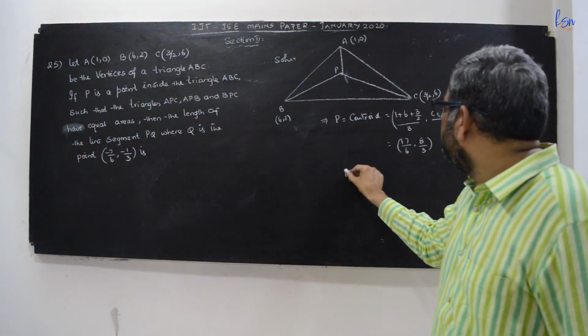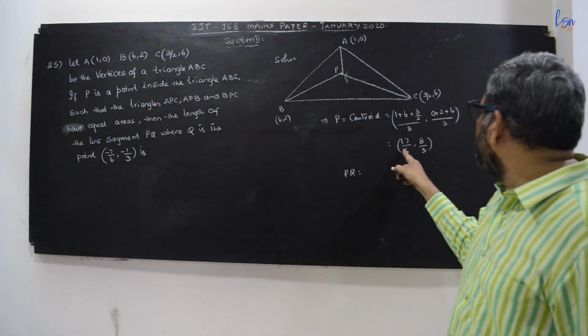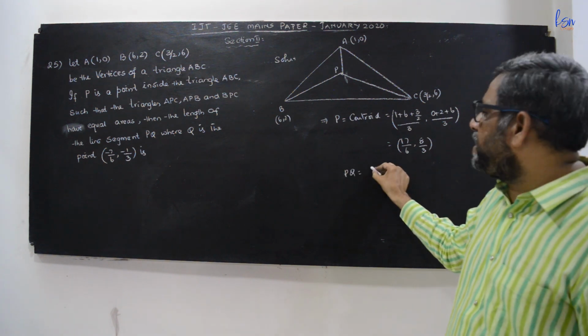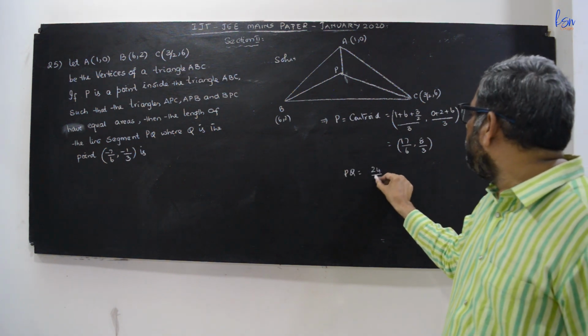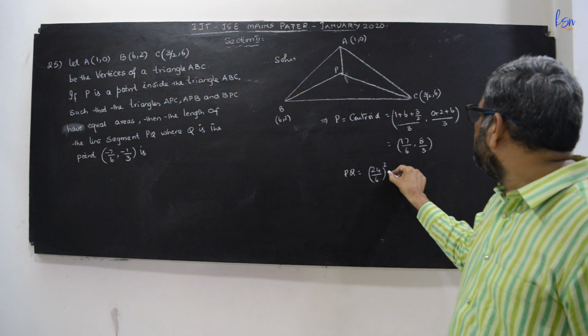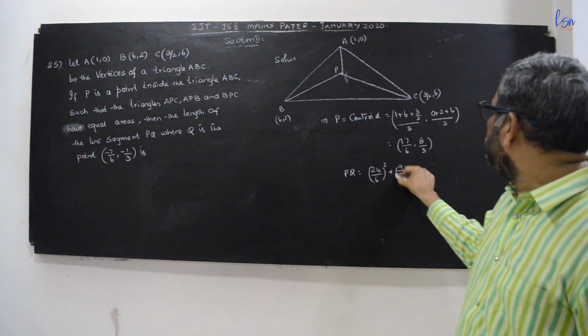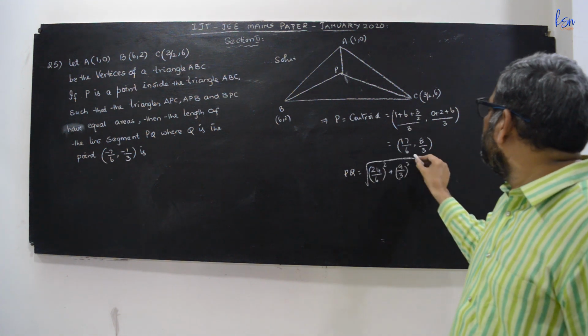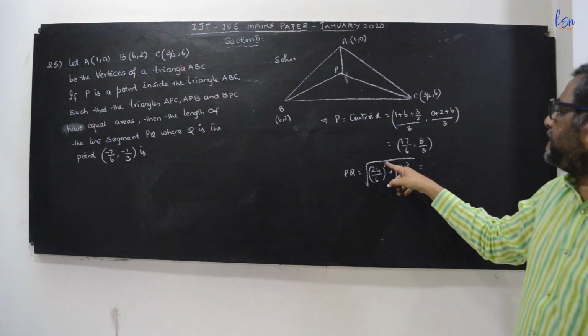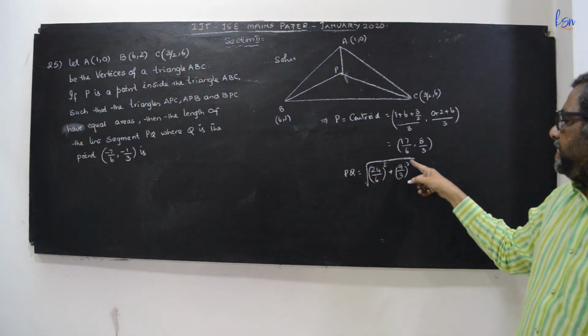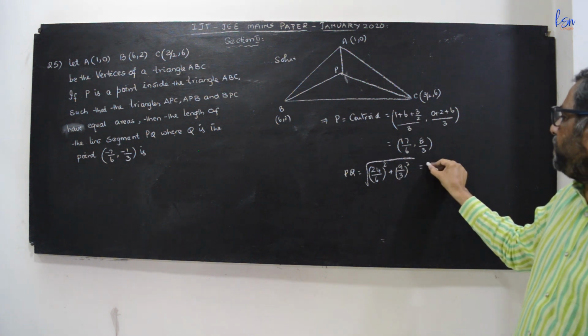Now PQ is the square root of (17/6 plus 7/6, that is 24/6) whole squared plus (8/3 plus 1, that is 9/3) whole squared. 24 by 6 is 4, squared is 16; 9 by 3 is 3, squared is 9. 16 plus 9 is 25, so 5 is the answer.